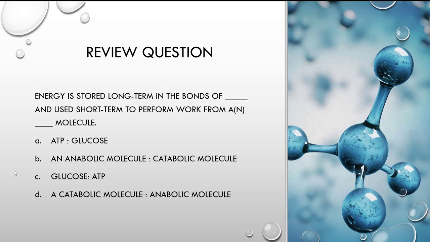If you chose C, I would agree with you. We store energy in the bonds of glucose, and then we break glucose down into pyruvate and extract ATP from that. And ATP is used short-term to perform work. So that's the answer. C, glucose, ATP.